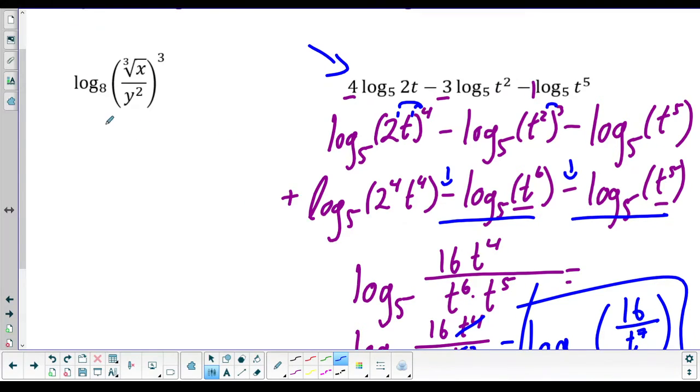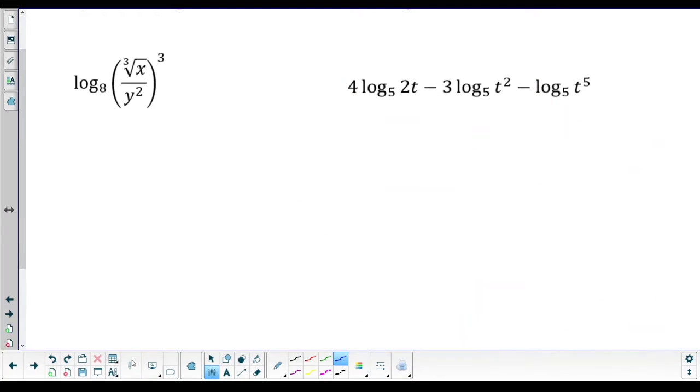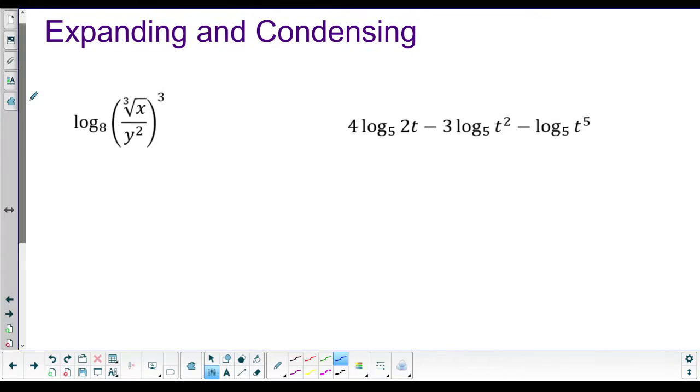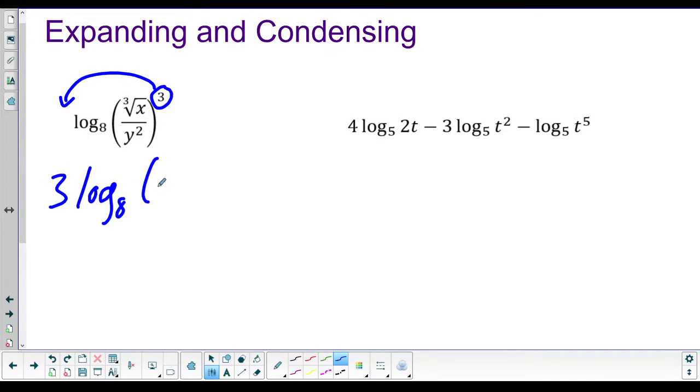All right. I'm going to erase this just in case I need to write big or draw pretty pictures. So on this side, we're going to do some expanding. The first thing that we're going to do is we're going to take this exponent and turn it into a coefficient using our power property. So this is going to become 3 log base 8 of the cube root of x over y squared.